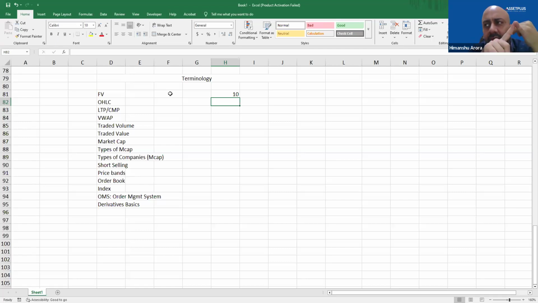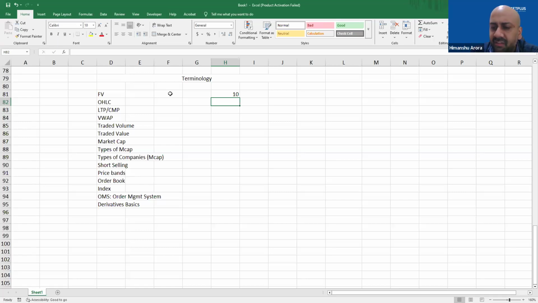Neither does it tell you the net worth of the company, nor will you be receiving this money whenever the company winds up the operations. Then why do we need this number? We need this number to declare all the corporate actions. So dividends are declared on face value.